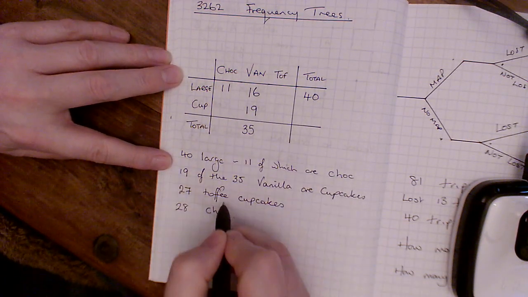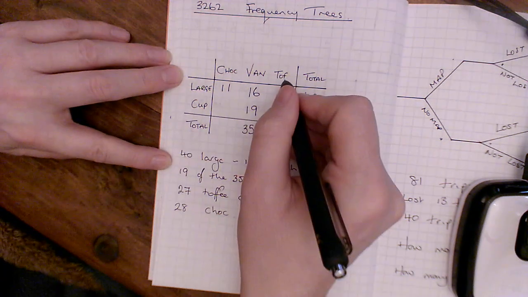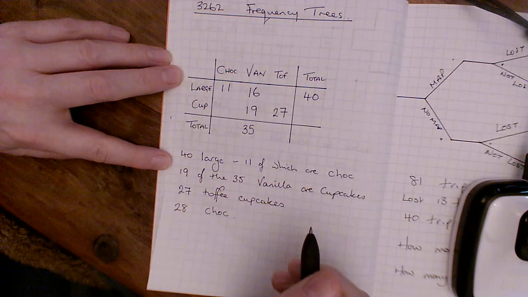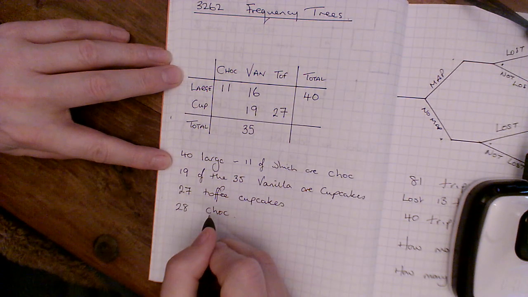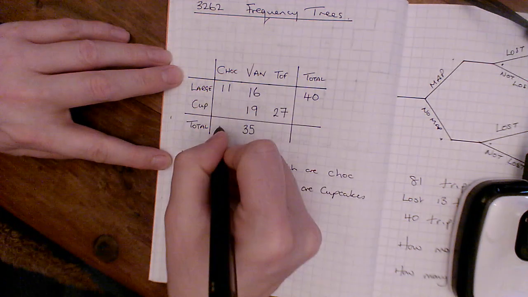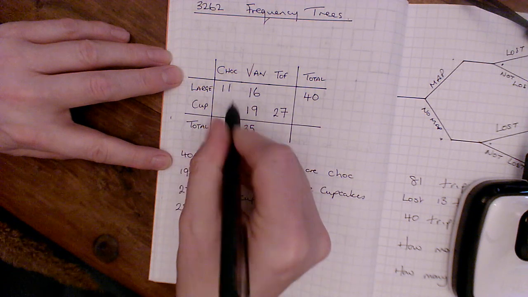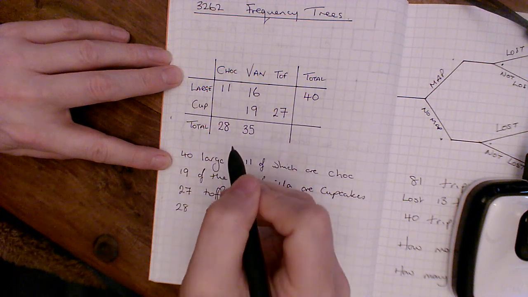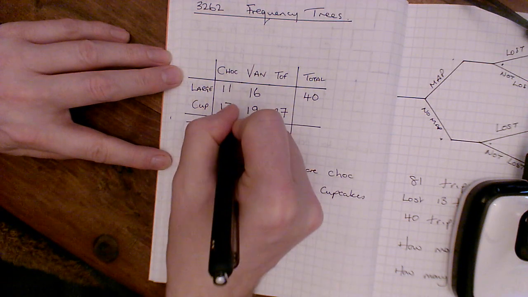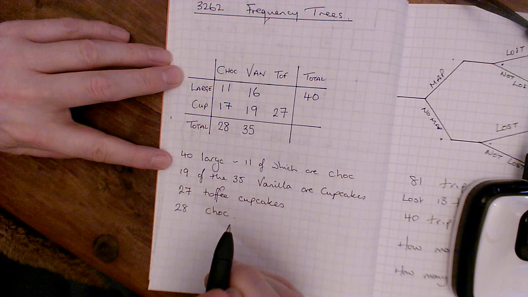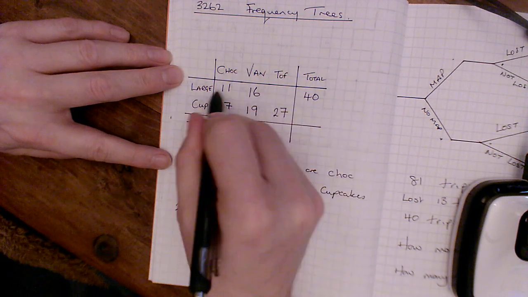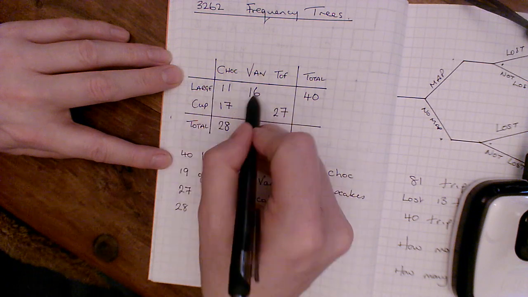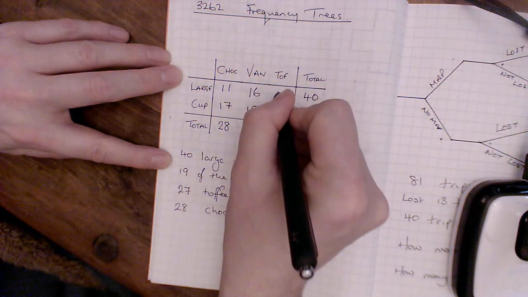There's 27 toffee cupcakes. Toffee cupcakes, there's 27 of those. And then finally there's 28 chocolate, so the 28 chocolates can go down here. Now this information combined with earlier information tells me there must be 17 cupcakes there. This information up the top, let's start filling things in now. So now we know there's 11, there's 27 accounted for here out of the 40, that leaves 13 to go in there.